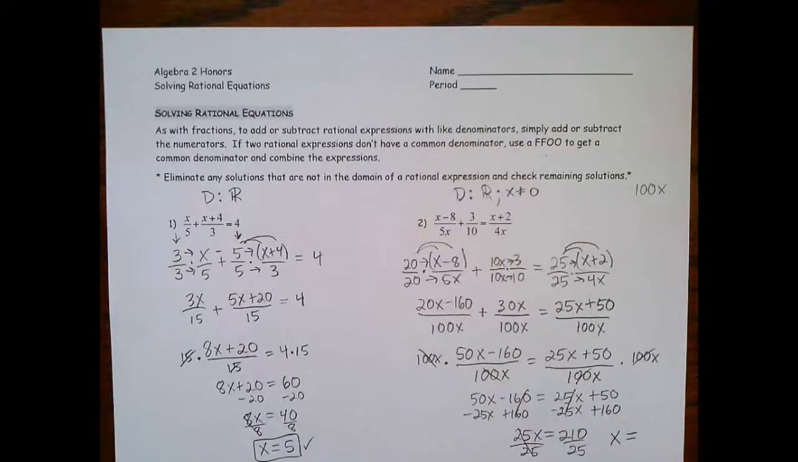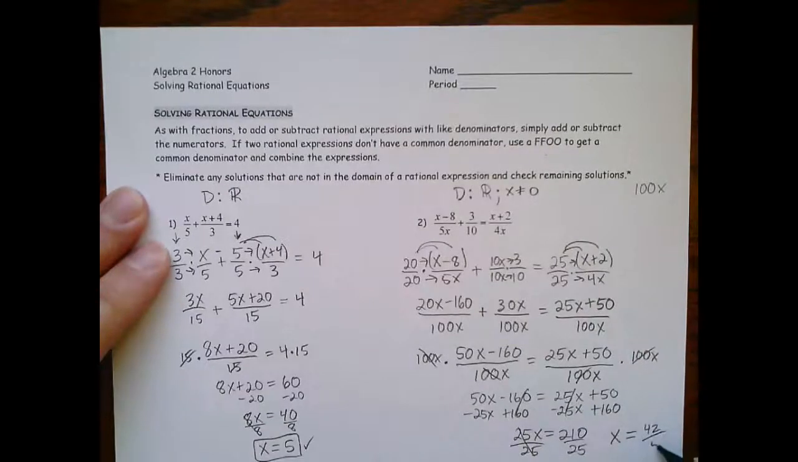You could do things with 5. You could reduce them on the calculator. Lots of options. You would get something like 42 over 5. So that'll be my final answer.